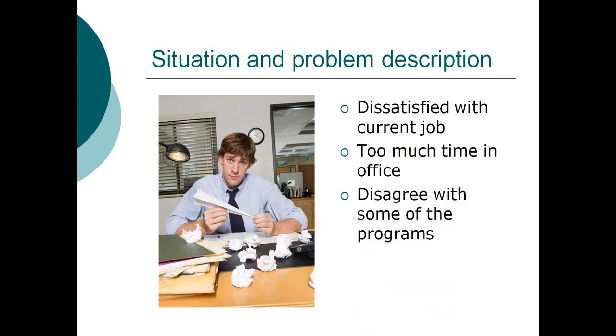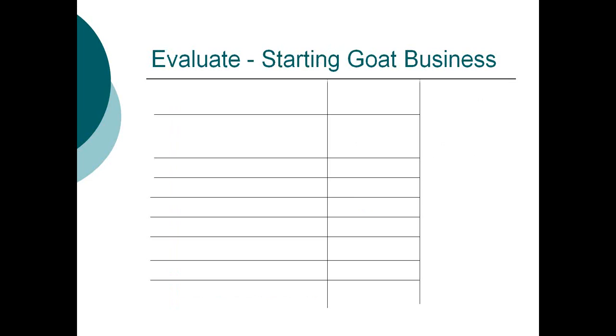Okay. So the situation that we've got here is that Craig is dissatisfied with his current job. He spends too much time in the office, and he really doesn't totally agree with all the programs and the things that are going on there. So he's feeling like he needs to make a change. So what is he going to do? He thought for a long time about actually starting a goat business where he's going to manage vegetation on a for-hire basis.